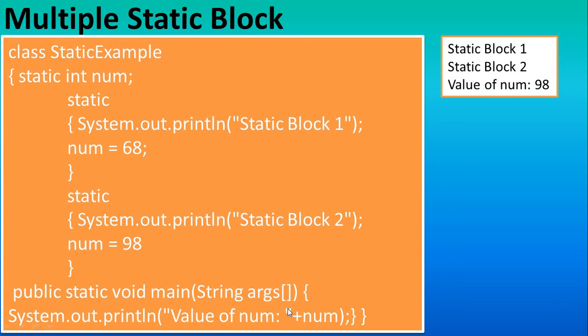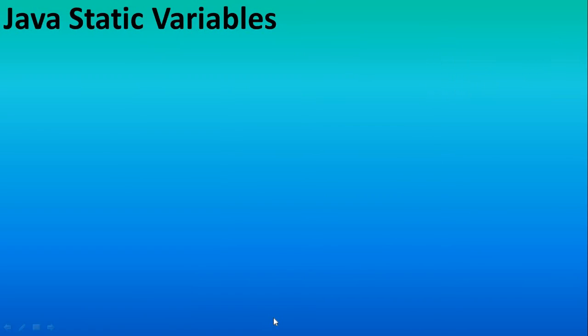And then here you are printing the value of number. Initially this block is executed, so 68. Then after that this one, so this value is updated. That's the reason we are getting 98. So one thing you keep in mind, the static block will be executed first once the class is loaded, and then whatever statement you write here, that will run.